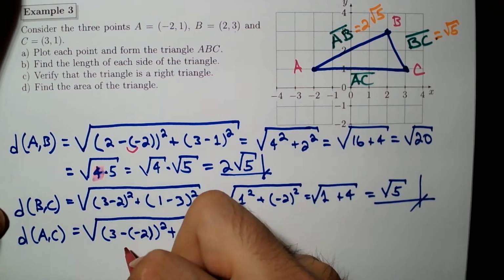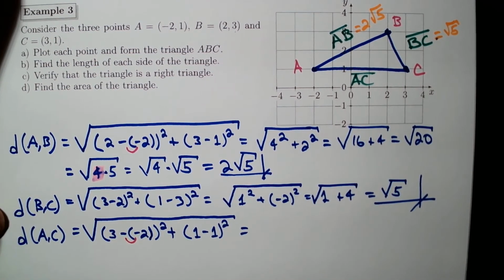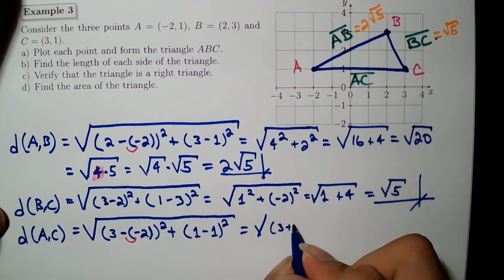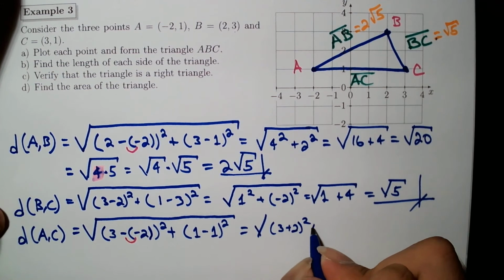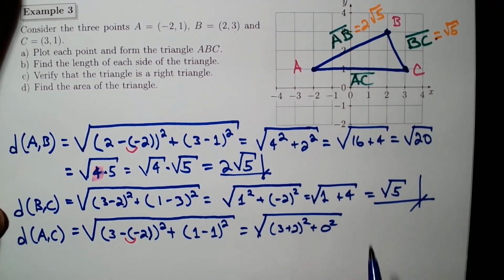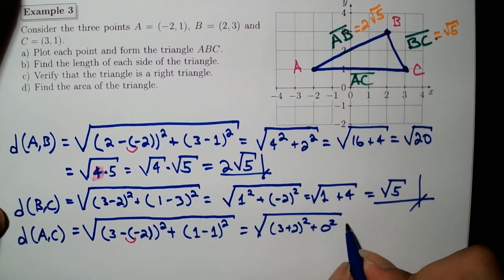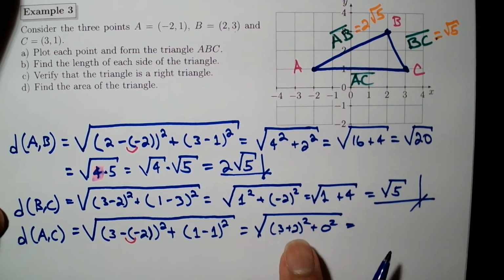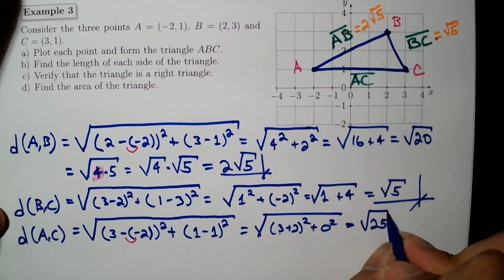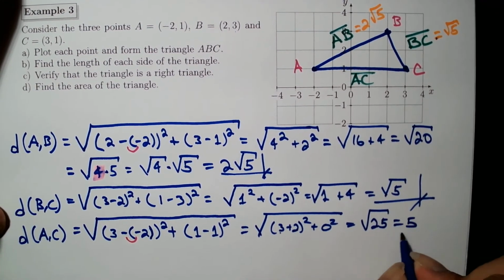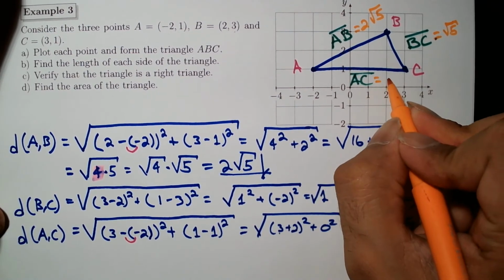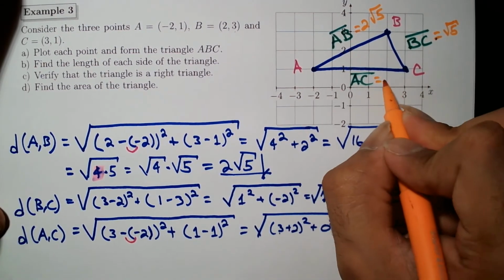And you might want to use the smile rule here. So 3 plus 2 squared plus 0 squared. But 0 squared is nothing other than 0. And in this case, 3 plus 2, that's 5. And then if we square the number 5, we get 25, which is a nice number, 5, which is this length from A to C.